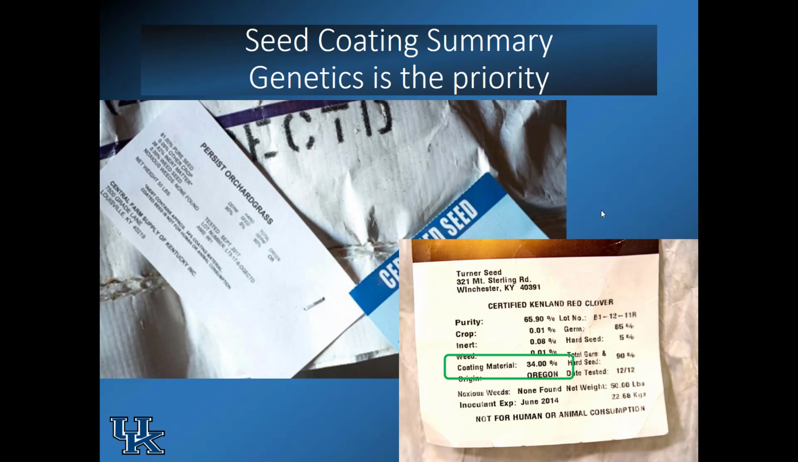And to maybe just put this in perspective, genetics is the priority. If the variety that you want and that you need comes only coated, do not worry about it. Just get the variety you want. Seed at the recommended rate. For legumes, we do not typically recommend that you increase the seeding rate just because the seed is coated, and your stands will be fine.